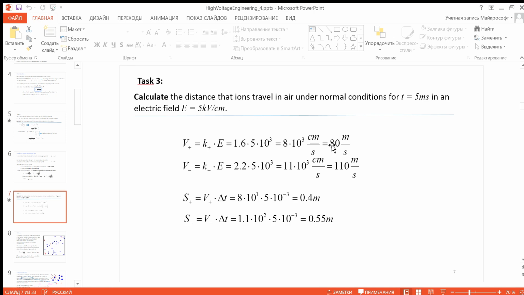Next, we calculate the distance that ions travel in such an electric field for a time of 5 milliseconds. That is, for a quarter of the period of standard alternating voltage of industrial frequency 50 Hz. So you see that we get the order of decimeters.